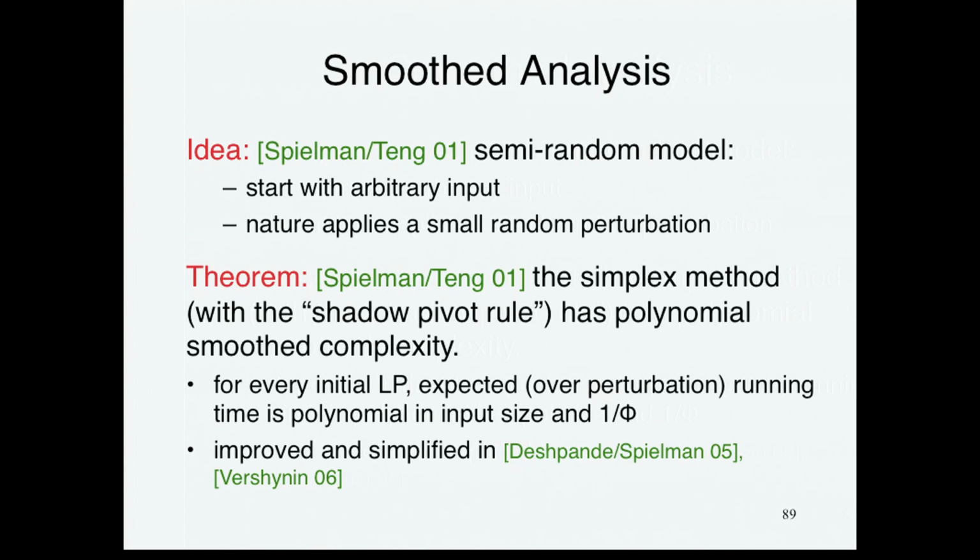So that's the model, and they show that in this model, no matter what linear program you start with, on average over this perturbation, the expected running time of the simplex method, at least if you use this one pivot rule, the shadow pivot rule, is polynomial.